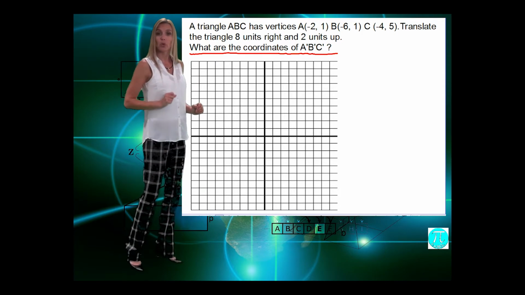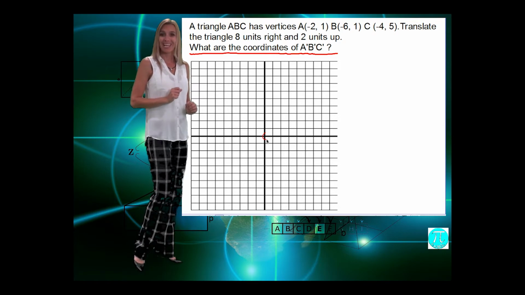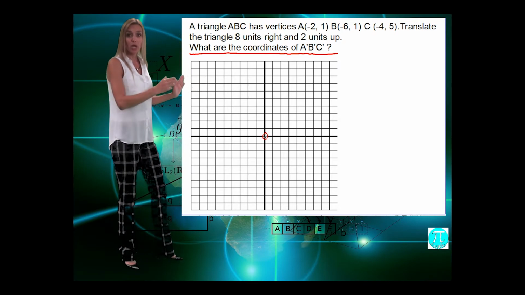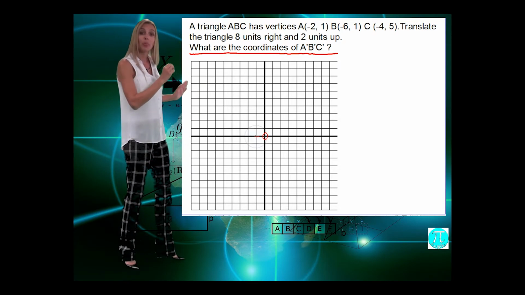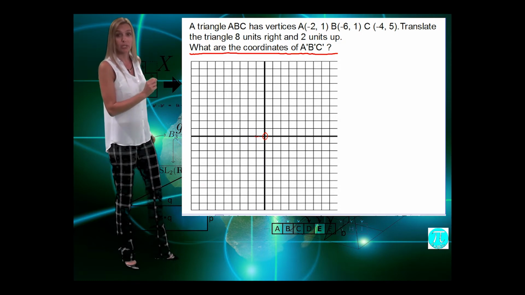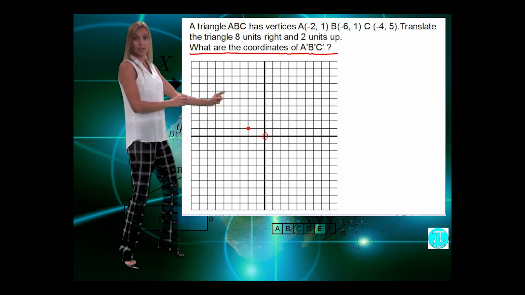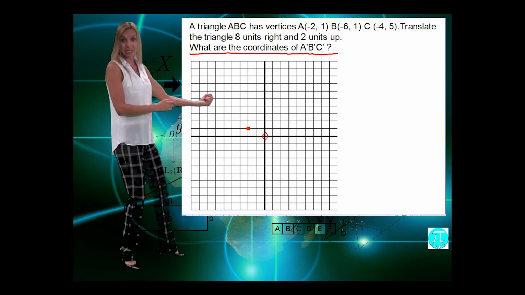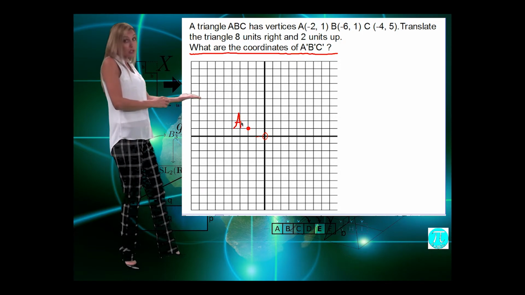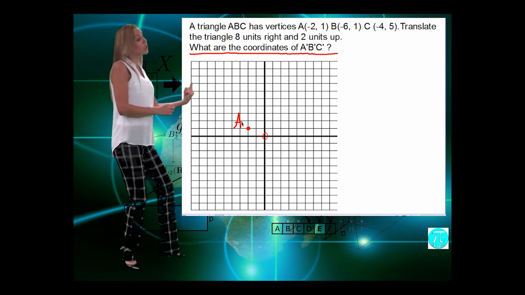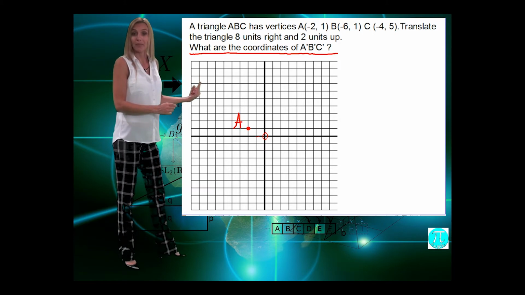So let's start with the point A. Point A says -2, 1. When I am plotting points, plotting the coordinates, I have to start from the origin, which is in the middle. Then we went 2 units, and it says -2. So we go 2 units to the left, and then 1 unit up. And there's our point A.